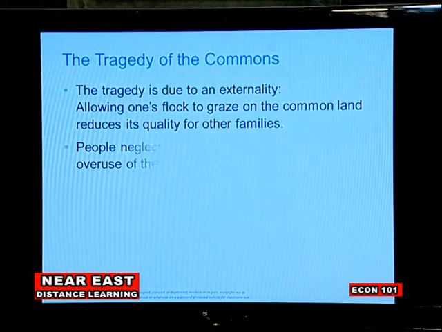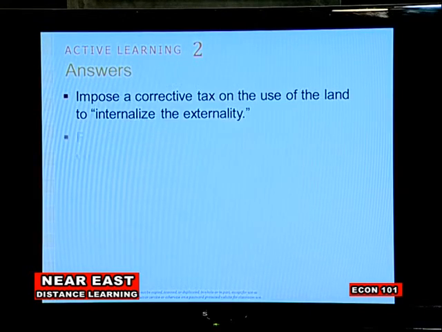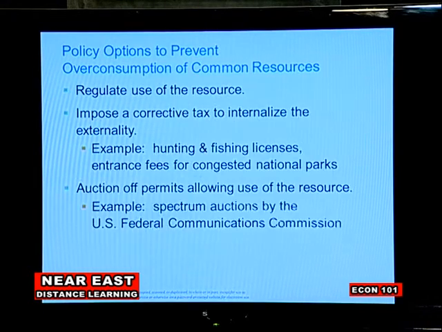So let's skip this one. You are not responsible for active learning 2 and the policy options to prevent overconsumption of common resources. Just read them, please. We have some important common resources like clean air and water, congested roads, fish, whales, and other wildlife. So we finished this chapter, and we are going to look at chapter 12.